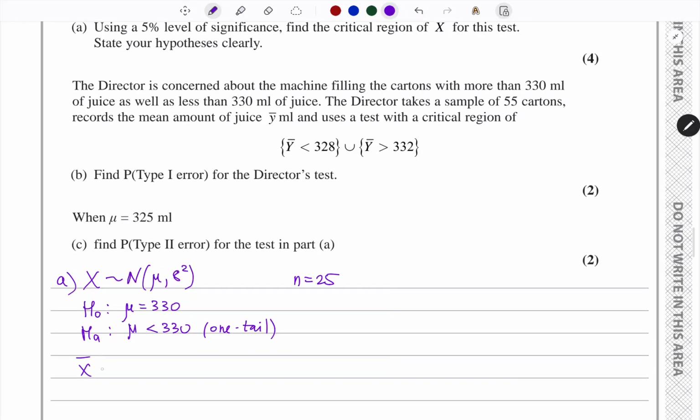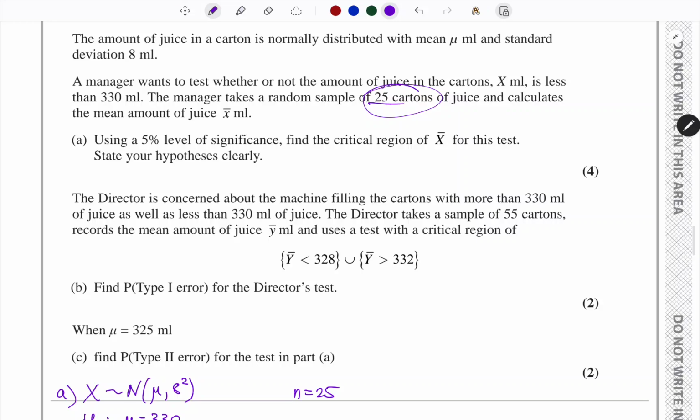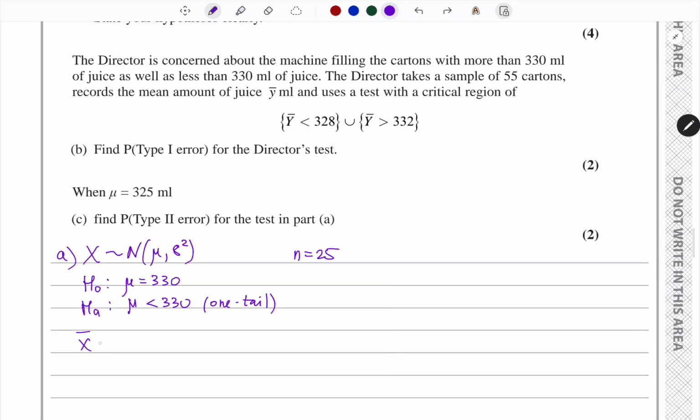So X bar now. Because we have a sample of cartons of juice, X bar, according to, it's not the central limit theorem, because it's a property of the normal distribution, X bar follows a normal distribution with the same mean from the null hypothesis, 330, and its variance, which is 64, not 8. Be careful with it. It must be divided by n, by 25.